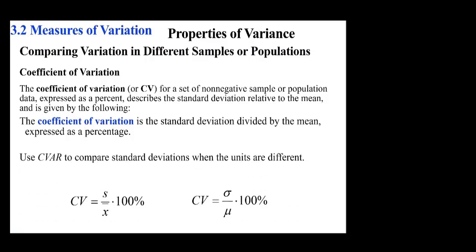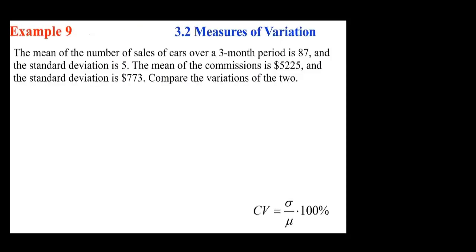And as I mentioned, CVAR or CV, sometimes COV. The short notation CV is good enough. When the units are different, normally that's a good thing to check. So let's look at the example of that. The mean of the number of sales of cars over a 3-month period is given as 87. This is mu, all cars over the course of 3 months. And the standard deviation sigma is 5. So that's for the cars. For commission, the mean is 5,225 and the standard deviation is $773.